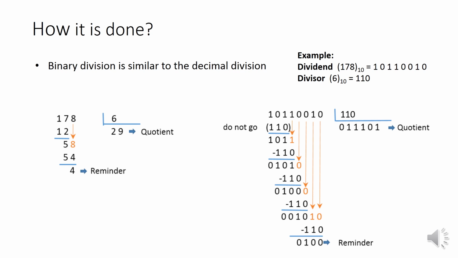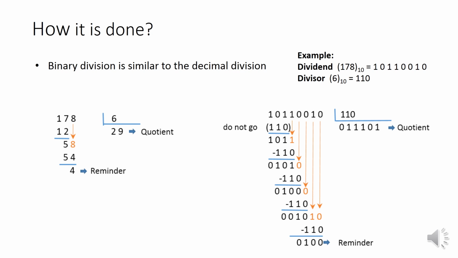Now let's see this example in binary. The dividend 178 in binary is this number, and the divisor 6 in binary is this. So this is the example in binary. The process is practically the same, so let's start.